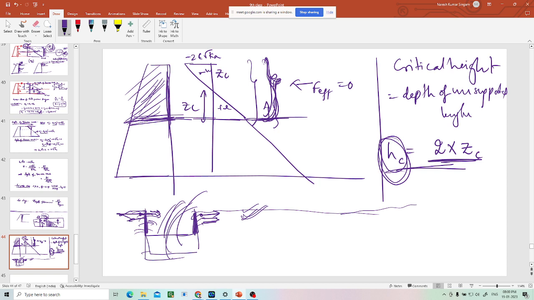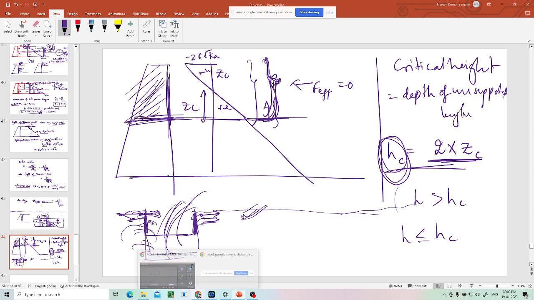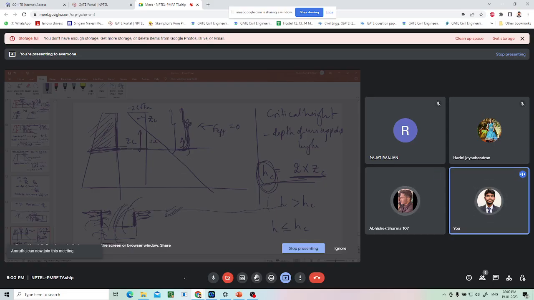Suppose you are going too much down, then it can fall. If the height is greater than hc, it will fall. If the height is less than or equal to hc, it will not fall. So this is all about the critical height, depth of unsupported length. If somebody asks what is the unsupported length, you should calculate ZC and multiply it by 2. So this is all about today's class. Is there any doubt? So we can close the session now.